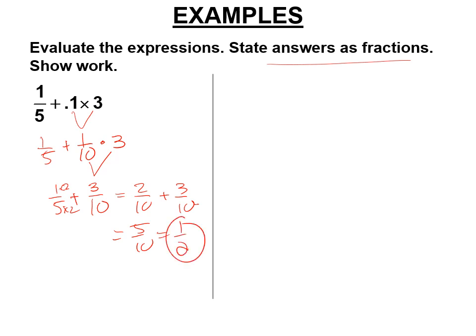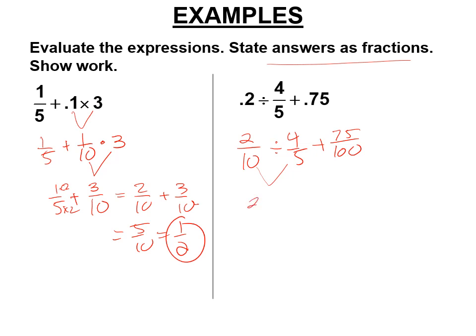Still have to multiply, divide before you add and subtract. Okay, so we're going to make these all fractions. So that's 2/10. Yes, we could simplify. Divided by 4/5 plus 75/100. Now, let's see what we're going to do. We have to multiply first, or we have to divide first, but we're going to multiply by the reciprocal. So 2/10 times 5/4. So the 2 cancels. And I decided not to simplify this time, but you could have simplified 2/10 to 1/5 right away. That would absolutely probably make your work easier.